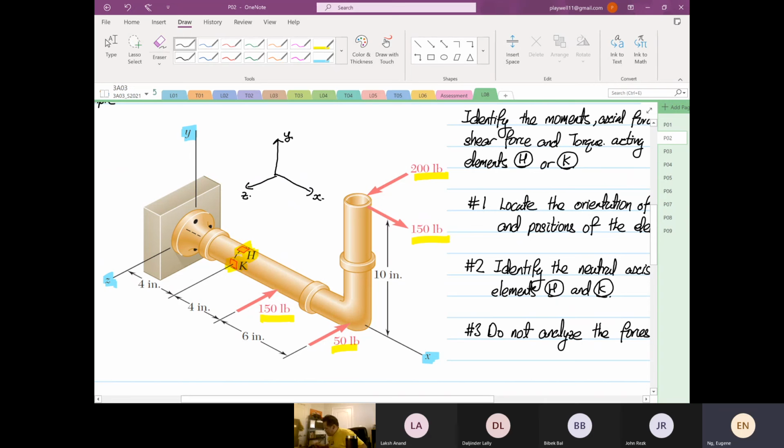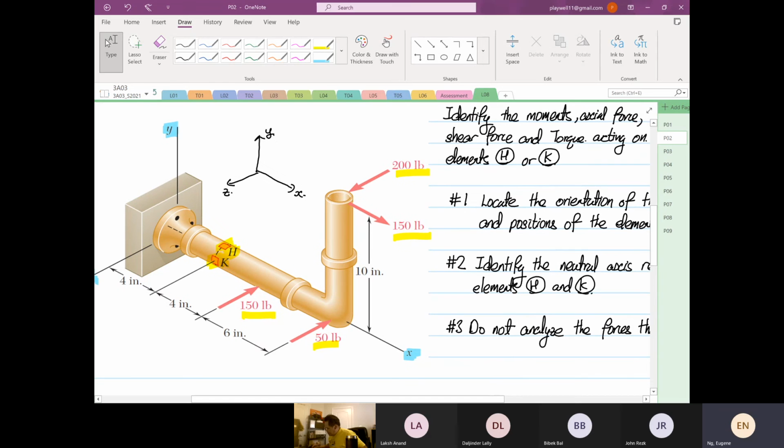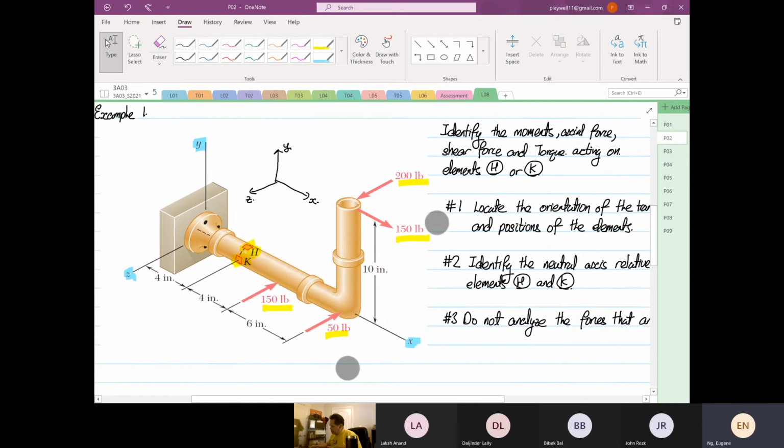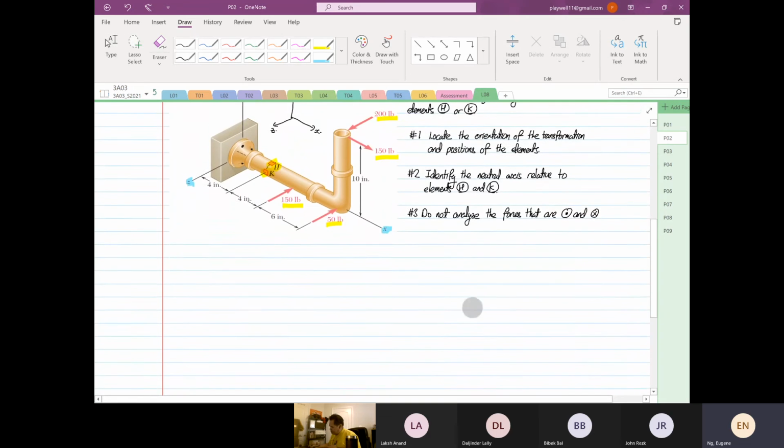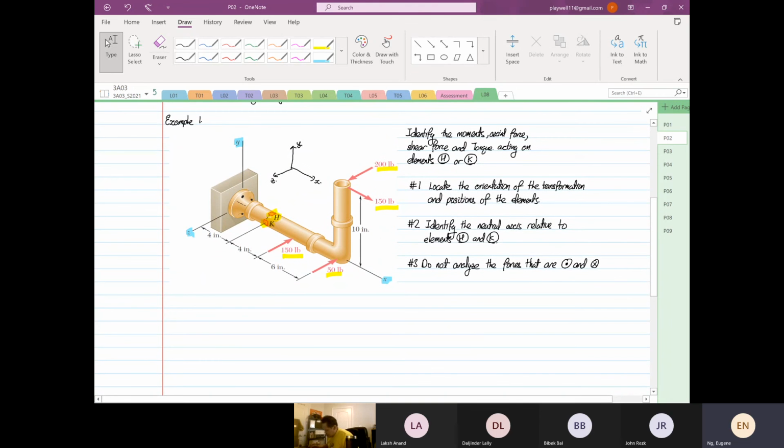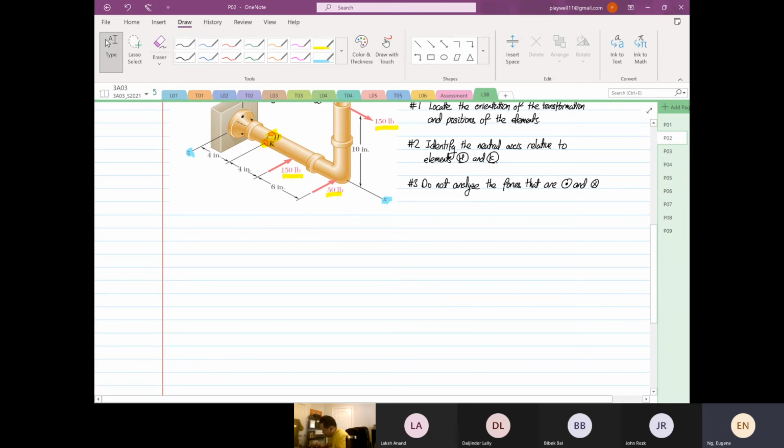Okay, then we're going to identify the neutral axis of H again. Now we have a 3D problem, and we are solving it in a 2D world. What I mean by 2D world is that the piece of paper is 2D. So how do we go about solving a problem like this? We're going to solve the problem in 2D, and you'll understand what I mean when you look at the process.